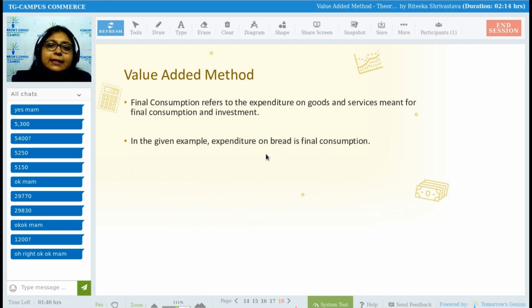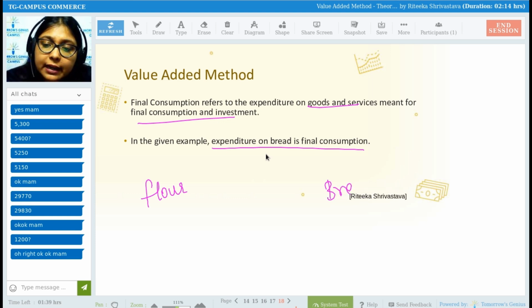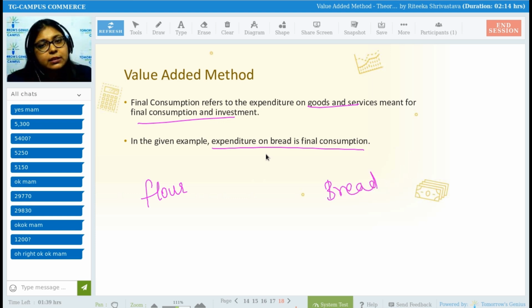Intermediate consumption is the goods which are going to be required for further production of goods and services. And final consumption refers to the expenditure on goods and services meant for final consumption and investment. So final consumption means those goods and services which are ready to consume, which you can finally consume. For example, here the expenditure on bread is a final consumption. So flour was an input or an intermediate consumption, and bread is a final consumption because it is finally ready to consume. No further production is required for this product.